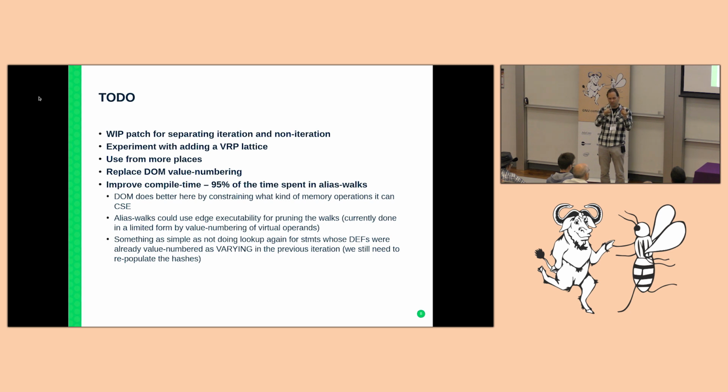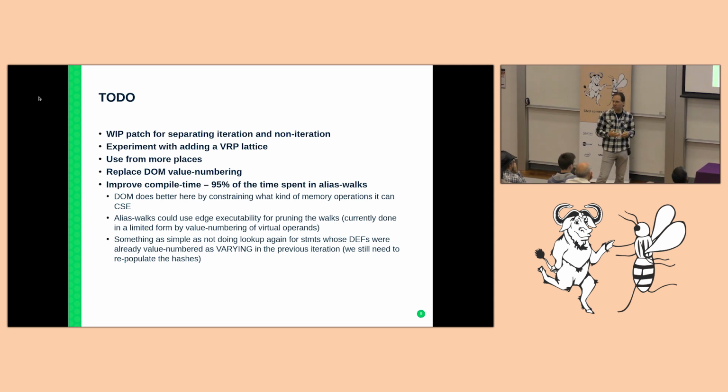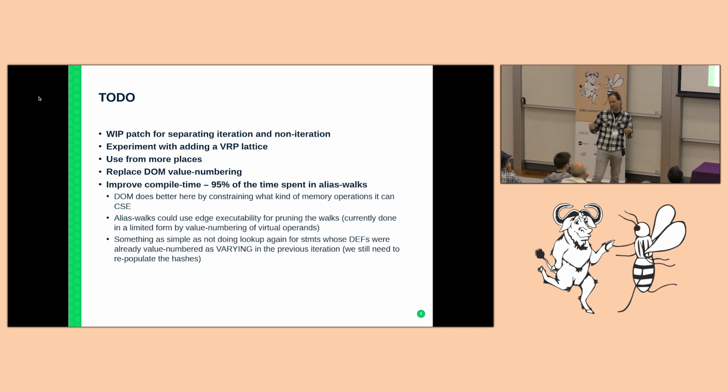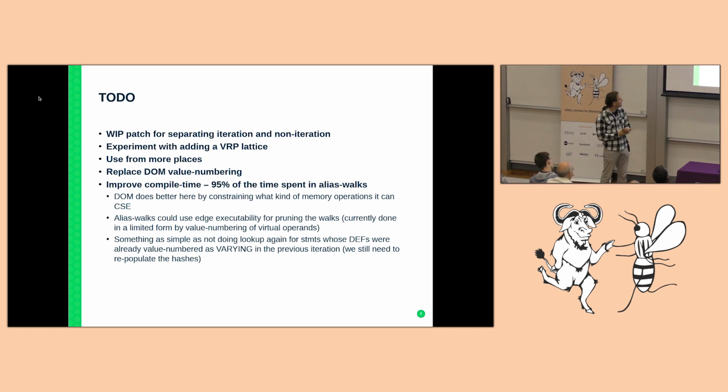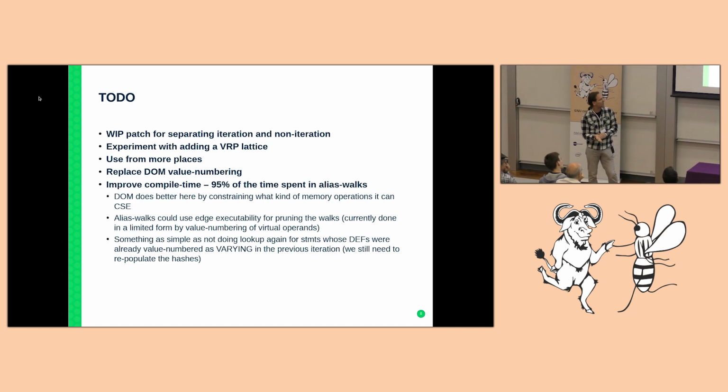It doesn't work if you have three incoming edges and one is not executable, because it will be varying, and the alias walk will walk all three. So that's something that can be done, but it probably won't end up speeding up things very much, because usually edges don't end up not executable. Then there's something one could do.